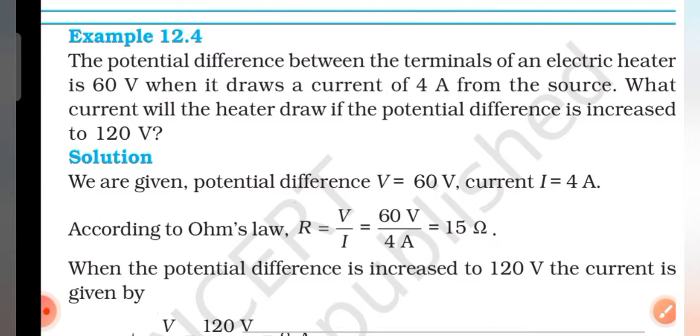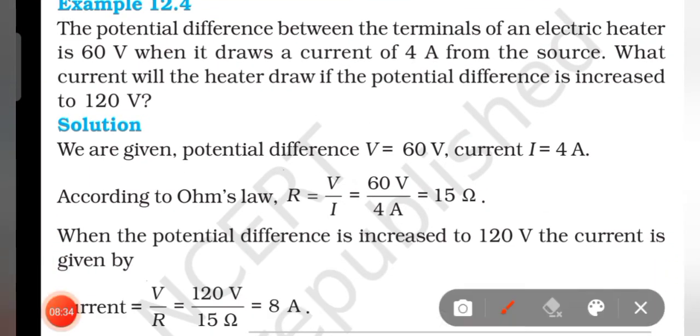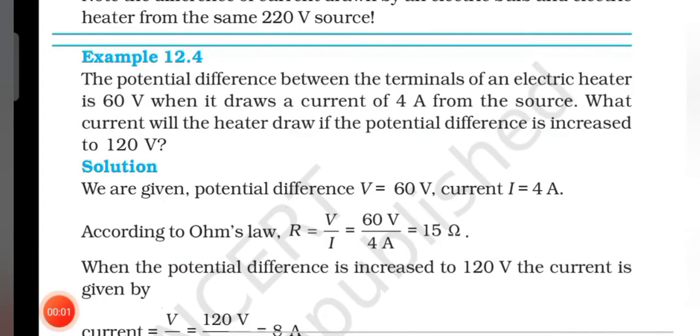Example number 12.4 is just a basic idea. The potential difference between the terminals of an electric heater is 60 volt. What is potential difference? I explained to you that the definition of potential difference is the difference of electric potential between 2 points. Here 60 volt is given.